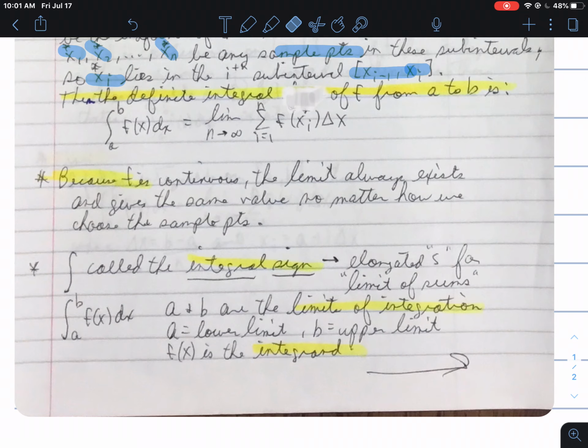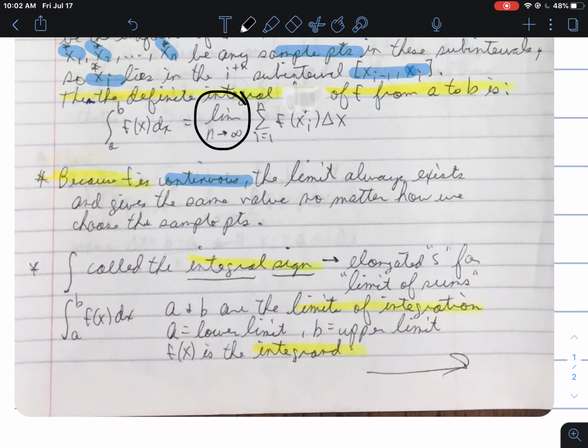Now, because f is continuous, right, here's our continuity again. Because f is continuous, the limit always exists. So it should always be a limit that can be calculated, and it gives the same value no matter how you choose the sample points. And that's because of this.